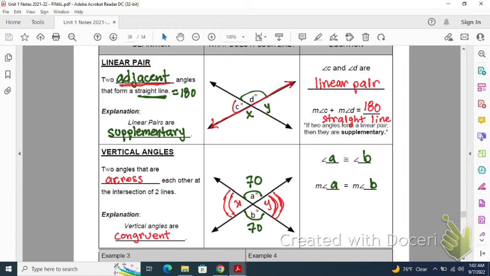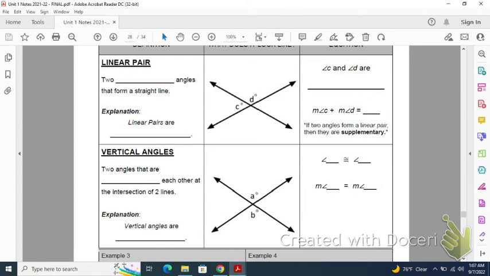So if measure of angle A was 70, what would measure of angle X be? We could figure it out because it's a straight line. It's a linear pair. That means they have to add up to 180. That means this would be 110 degrees. And Y would also be 110 degrees. These types of problems will arise a lot, so that's why I went ahead and added some more details to that diagram.